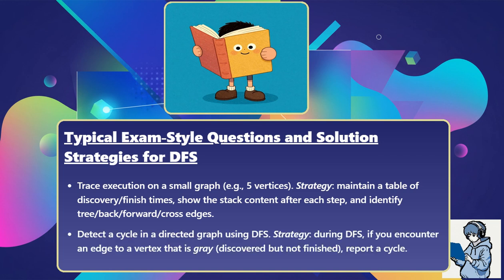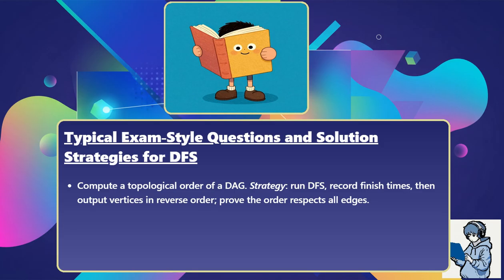Detect a cycle in a directed graph using depth-first search. Strategy: during depth-first search, if you encounter an edge to a vertex that is gray, discovered but not finished, report a cycle. Compute a topological order of a directed acyclic graph. Strategy: run depth-first search, record finish times, then output vertices in reverse order. Prove the order respects all edges.